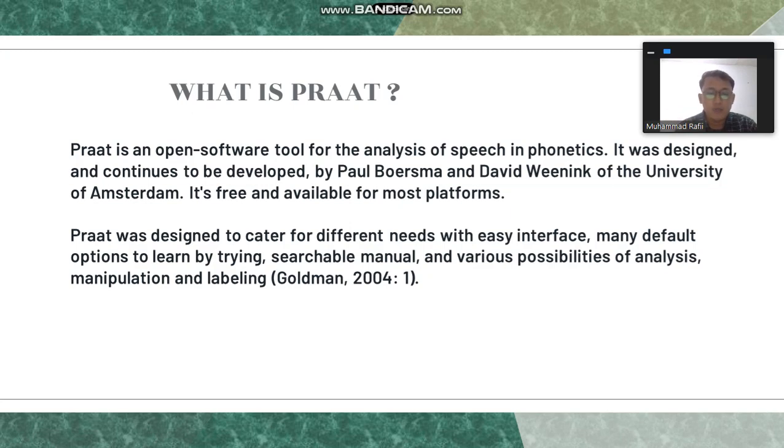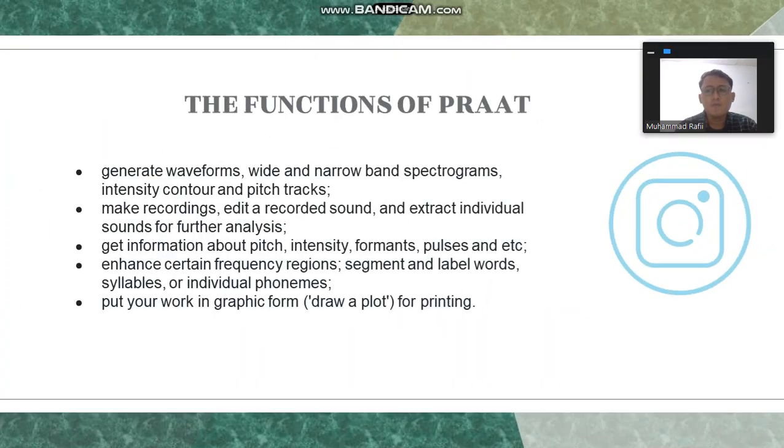Okay, so let's get to know these applications further. The functions. There are five main functions available that I am presenting today: generate waveforms, make recordings, get information about the pitch, enhance certain frequency regions, and put your work in graphic forms. These functions are available in the features of the Praat application. For example, generate waveforms, wide and narrow band spectrograms, intensity contour, and pitch tracks. You can make it into wide spectrum and narrow spectrum.